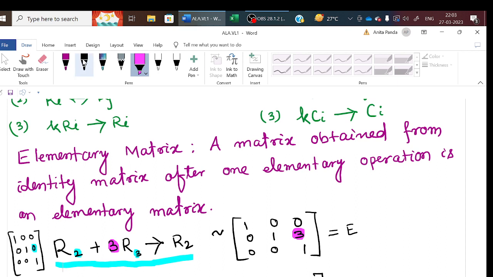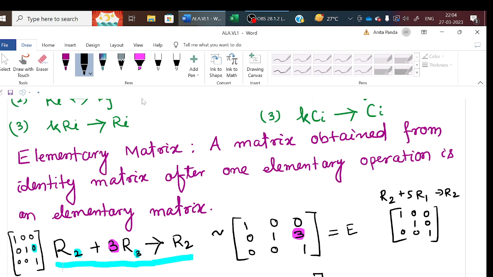Now you tell me, let us consider another matrix. For example, I want to write down R2 plus 5R1 stored in R2. Now how should I write? I will write every element other than the 2, 1 position. This is 2, this is 1, the 2, 1 position. I will write all other elements as they are, and at the 2, 1 position I will write 5. So, very quickly we got our corresponding elementary matrix.